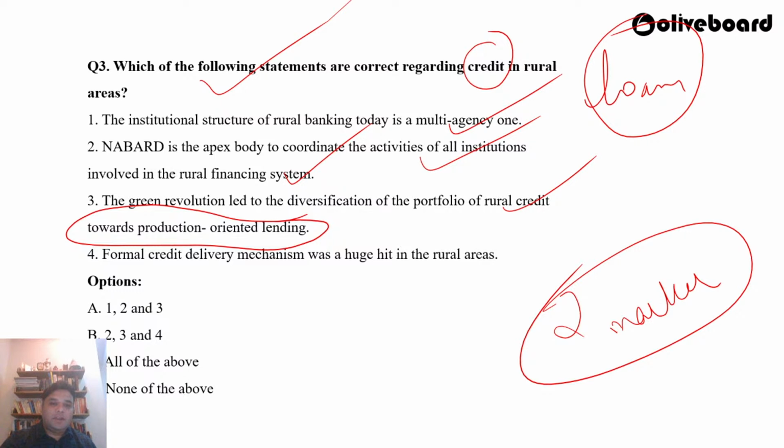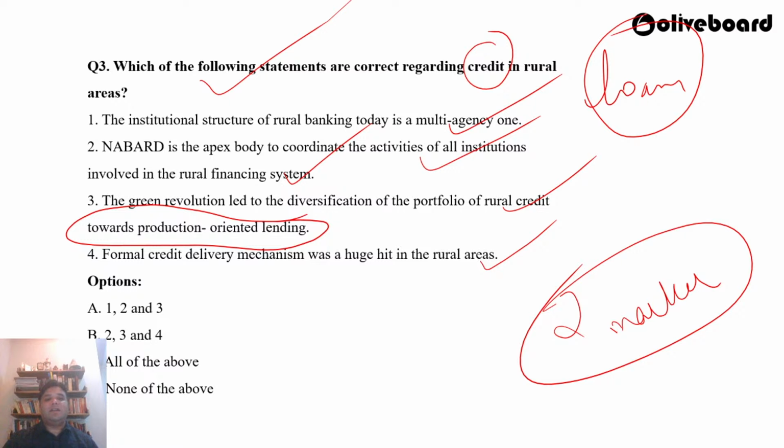Statement number 1, the institutional structure of rural banking today is a multi-agency one. Statement number 2, NABARD is the apex body to coordinate the activities of all institutions involved in rural financing system. Statement number 3, the Green Revolution led to the diversification of the portfolio of rural credit towards production oriented lending. And statement number 4, formal credit delivery mechanism was a huge hit in rural areas. What do you think is the correct answer? Option A 1, 2 and 3, option B 2, 3 and 4, option C all of the above, option D none of the above. Which of the statements are correct regarding credit in rural areas?